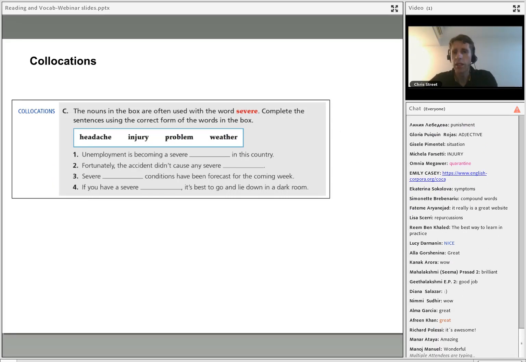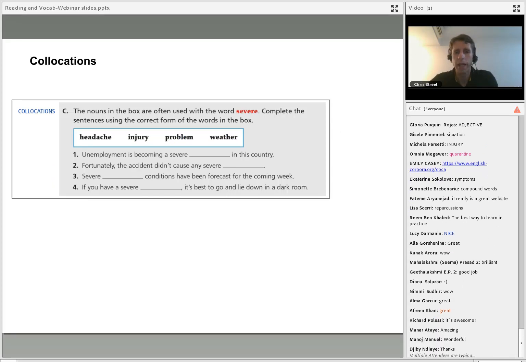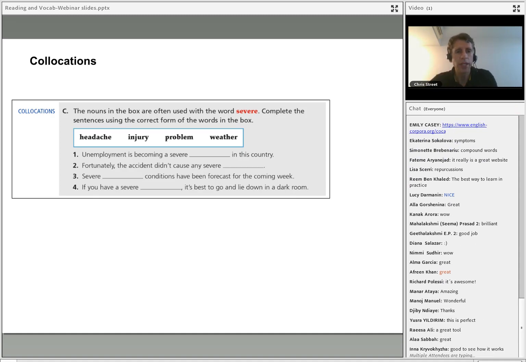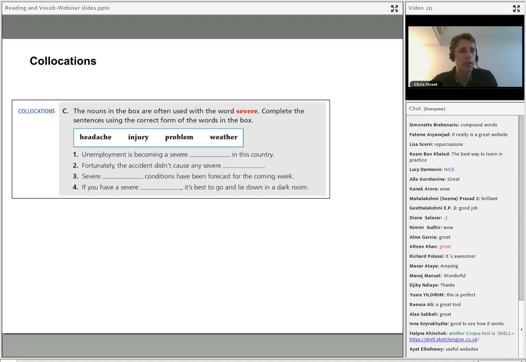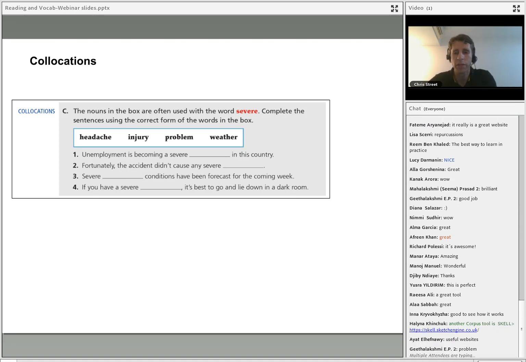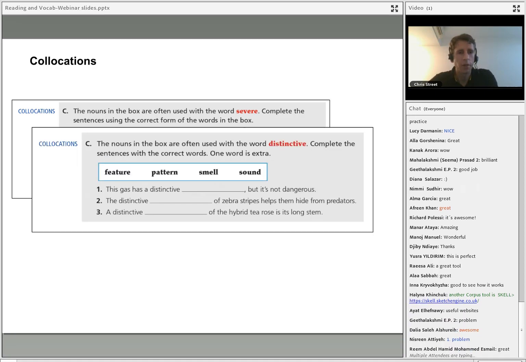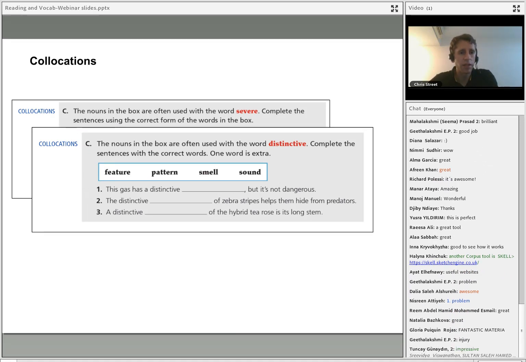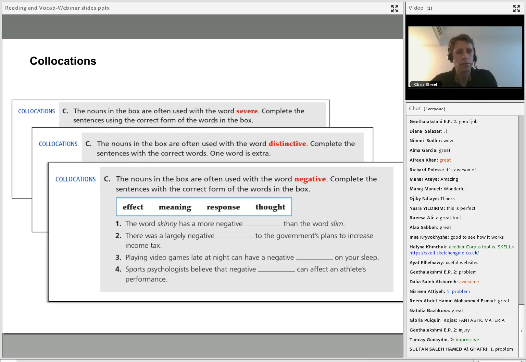And so you can use this kind of information to inform any activities. And this is from Reading Explorer, an activity we had testing collocations with severe, and we've got the top ones there. Headache, injury, problem, and weather. And there's other activities that we provide as well. I mean, this one is looking at collocations with the adjective distinctive, distinctive feature, distinctive pattern, smell, sound. And this one's looking at collocations with the adjective negative.